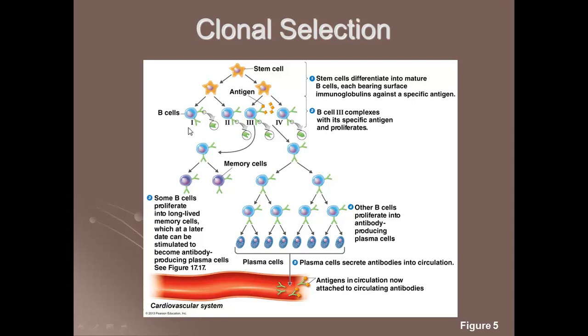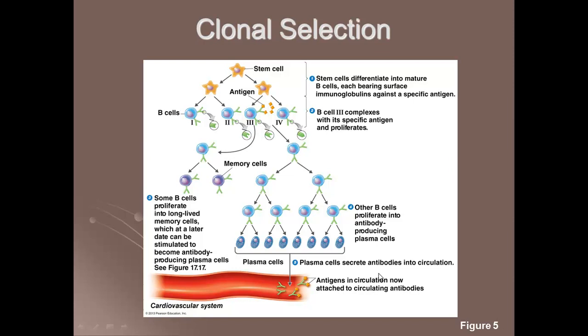So are we going to make more of 1, 2, or 4? No, we're going to make more of number 3. Remember, we're going to differentiate into memory cells and into plasma cells. The memory cells are for long-term immunity. The plasma cells are then going to continue to be proliferated and go on and make more. Then we create plasma cells, and those plasma cells secrete the antibodies at about 2,000 per second. And then the antibodies are going to go on.